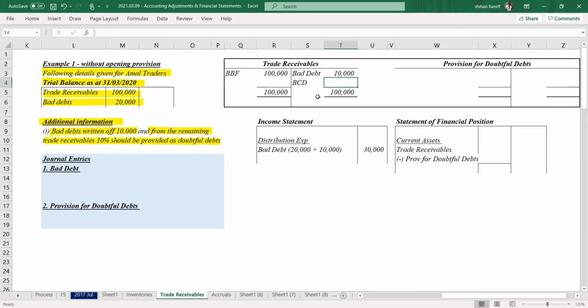The closing balance is 100,000 minus 10,000, so the balance brought forward is 90,000. That's the trade receivable balance. And provision for doubtful debt has no opening balance. In the previous question, someone asked me, if there is no provision, how do you calculate? Right, so journal entries you can also report. Calculating the provision for doubtful debt.